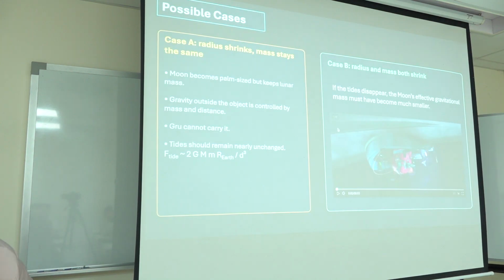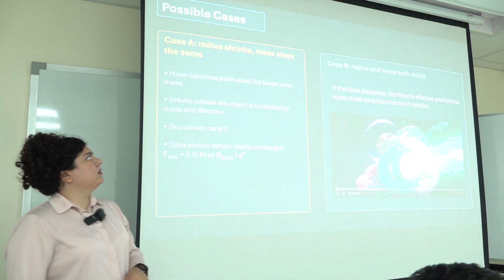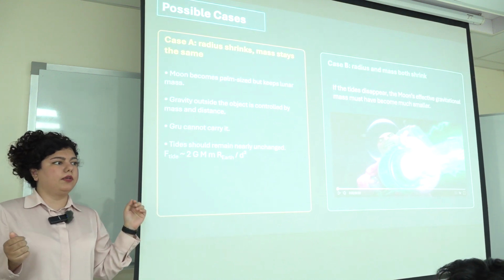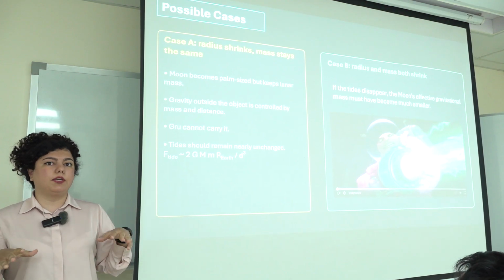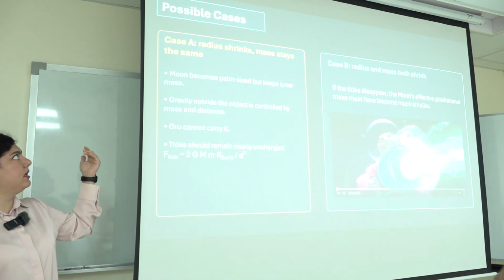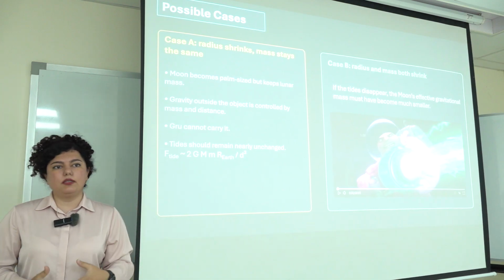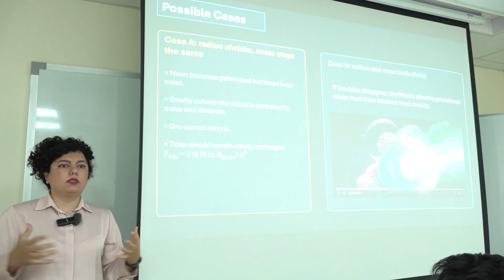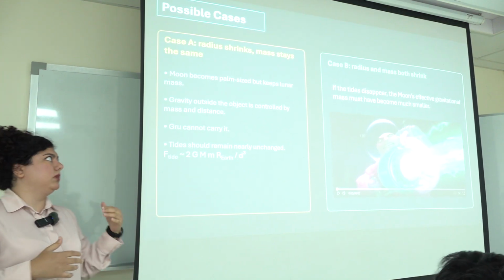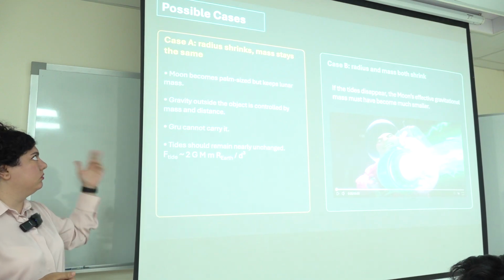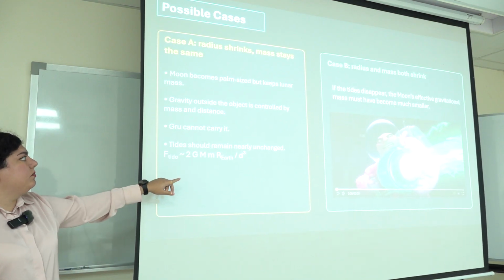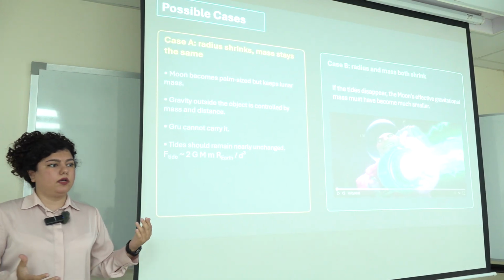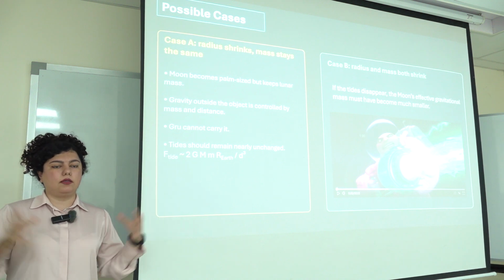So, yes, we can assume two different cases. Case A is that the gun only affects the radius of the moon and doesn't affect the mass of the moon. So the mass stays the same as we currently have. And case B is that the radius and mass both shrink together. Means the mass is not similar to now again.